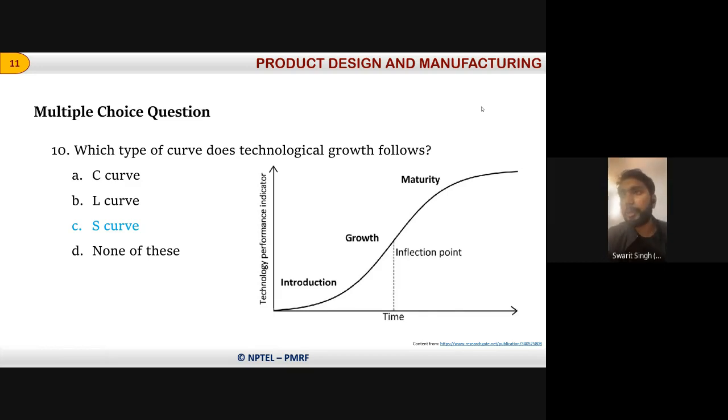Those products are matured. And then after maturity, after a certain time, when the company sees that the demand for the product is very low, they will stop the production, and then the product gets out of the market.